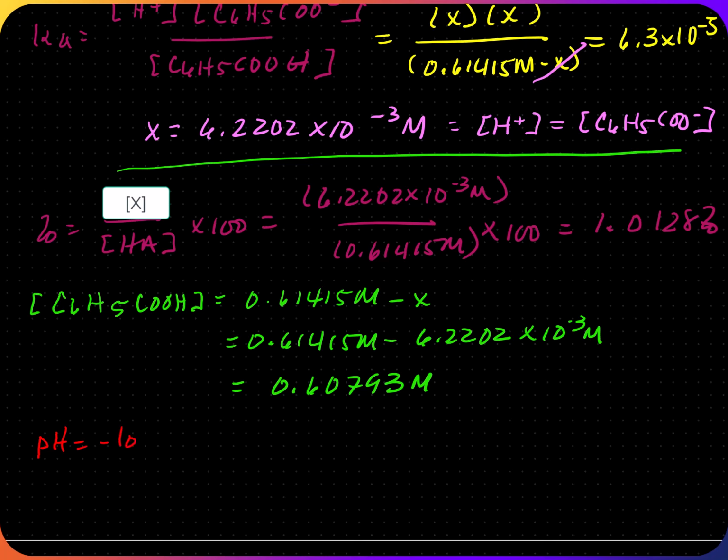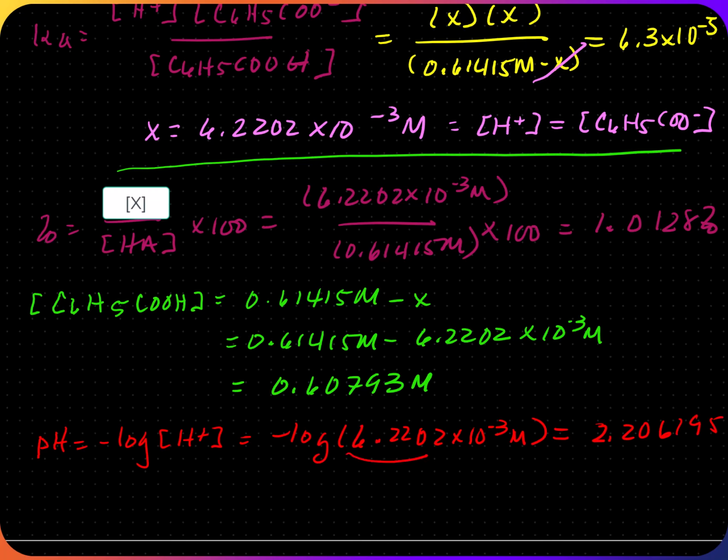pH is equal to negative log of H plus. This is equal to negative log of 6.2202 times 10 to the negative 3 molar. So my pH becomes 2.206196. There are 5 sig figs, so I need 5, but in pH the sig figs start after the decimal, so it's 1, 2, 3, 4, 5, like 1 to the right, so this becomes 2.20620. The 9 goes up, so you have to carry 1 over.